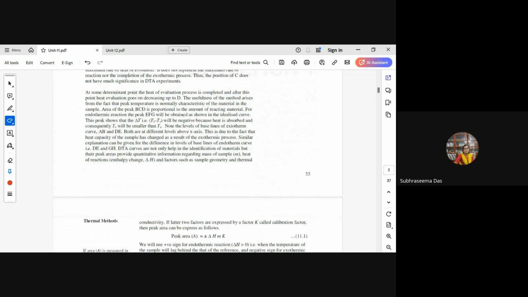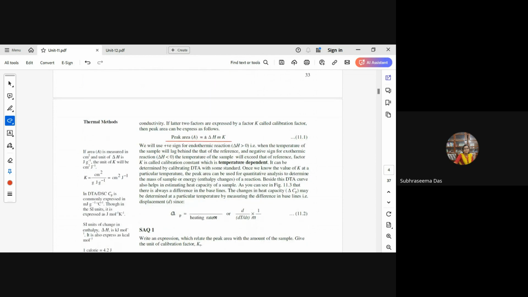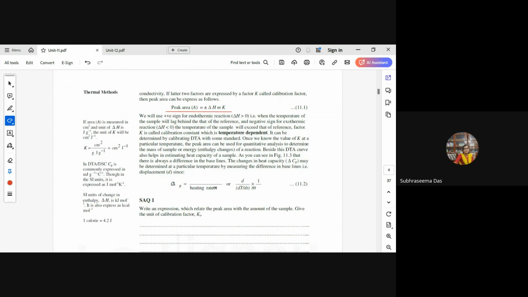Now this we had already discussed in the last class, and we have a very important equation for the calculation of peak area in a DTA, which is given as plus minus delta H into M into K. Here delta H is the change in enthalpy. It is positive for an endothermic reaction and negative for an exothermic reaction. M is the mass of the substance and K is called the calibration factor, and it is particularly dependent on the temperature.